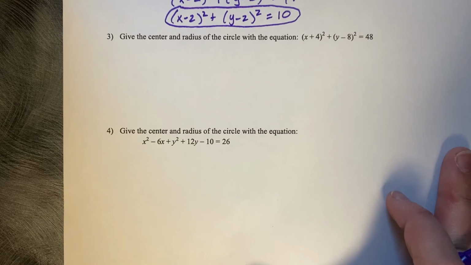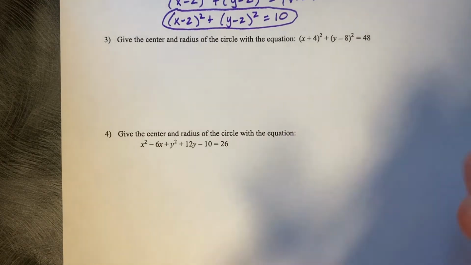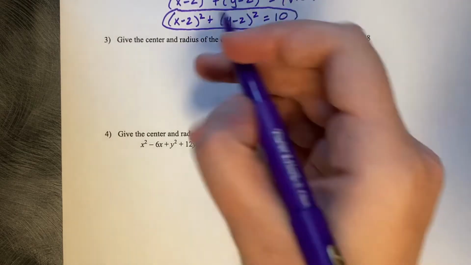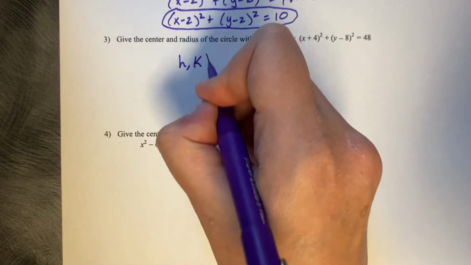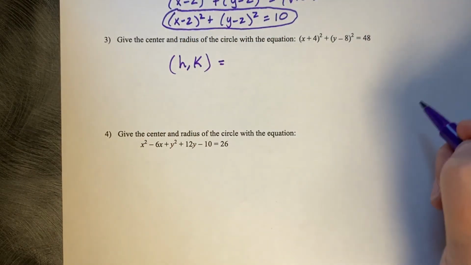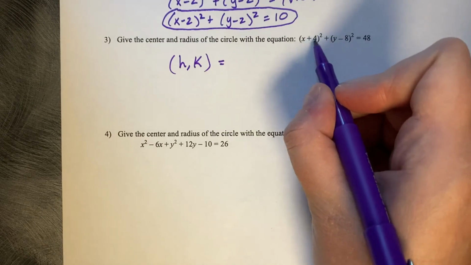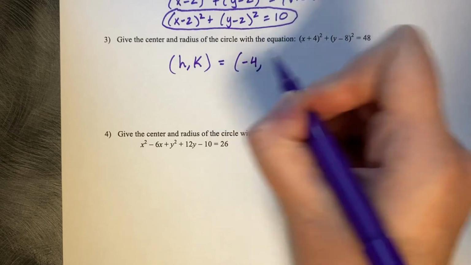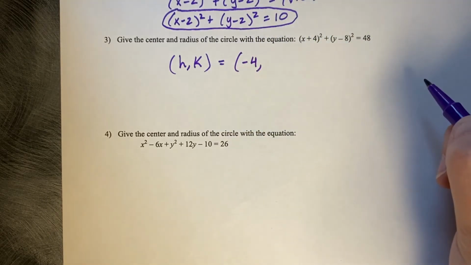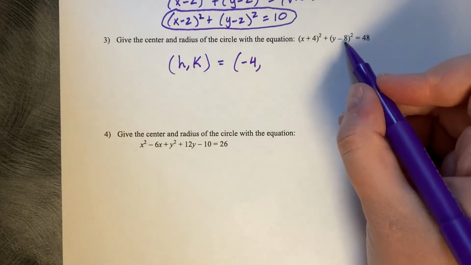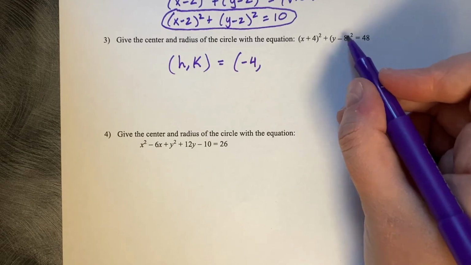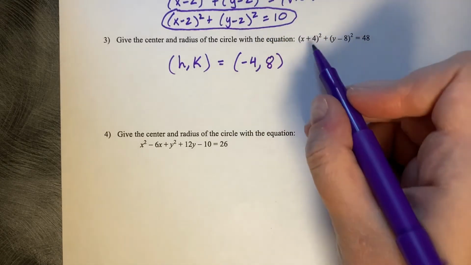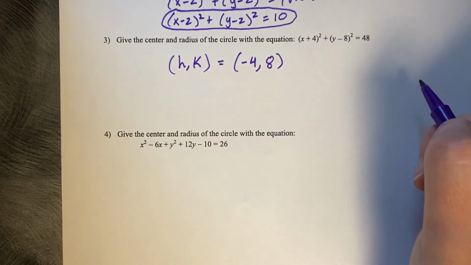All right, give the center and the radius of the circle with this equation. So we're working backwards. So our (h, k) is going to be our center. So again, you do the opposite of what comes with the equation. So our center is going to be at -4, because that's x minus h. And then this one is opposite of negative, so it would be positive 8. So our center is at (-4, 8).